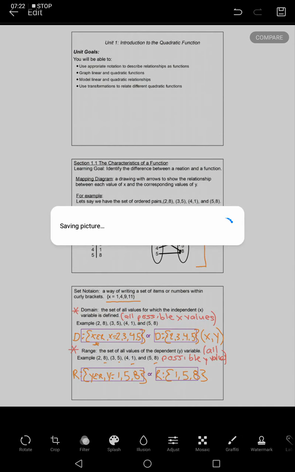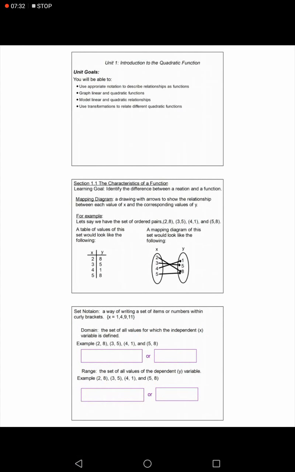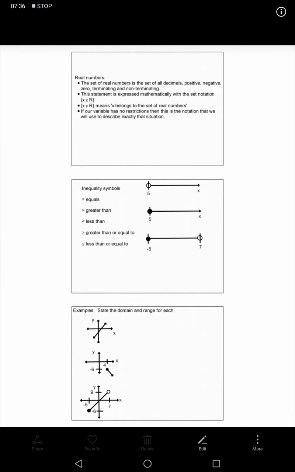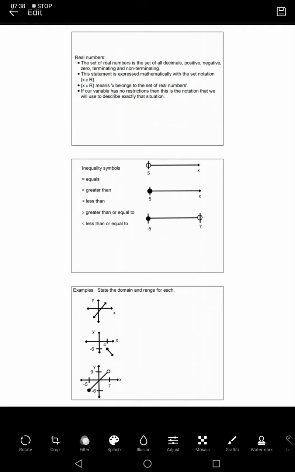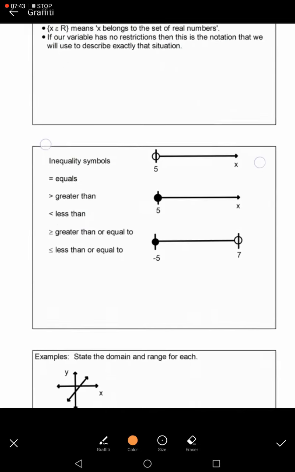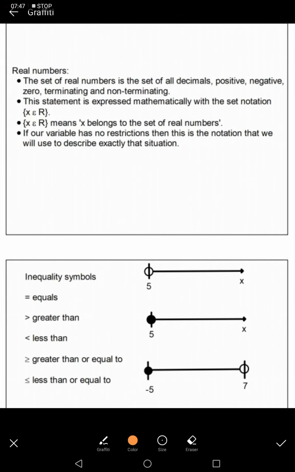So moving on here, I just have to pull up the next part of the lesson. Perfect. Awesome. So now we are going to look at real numbers. This is where that x ∈ R comes in, and this is the explanation for it, basically.